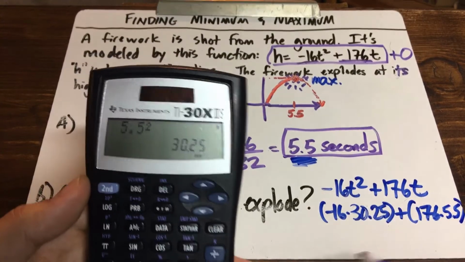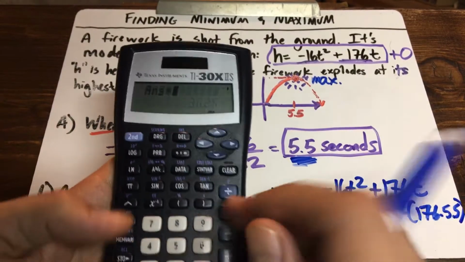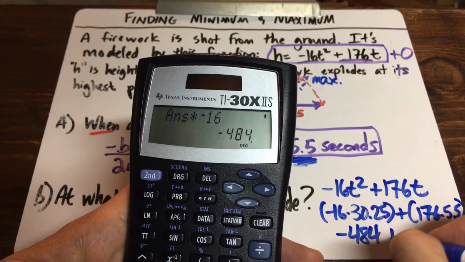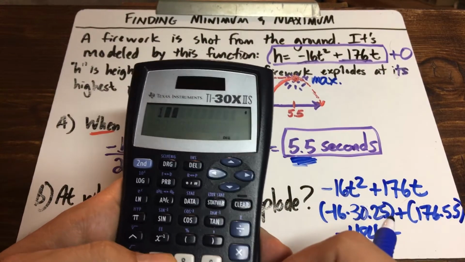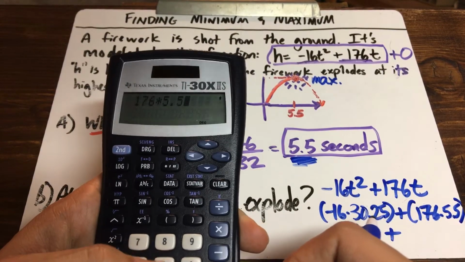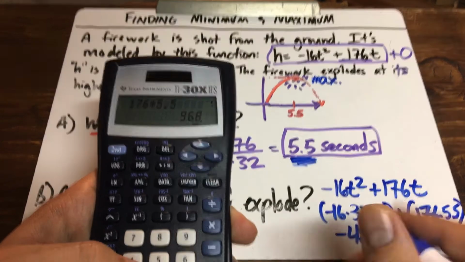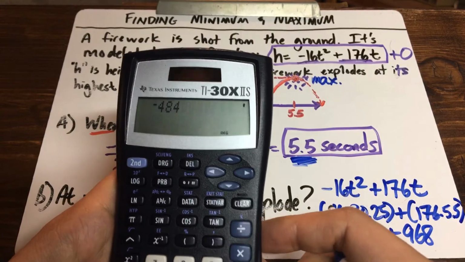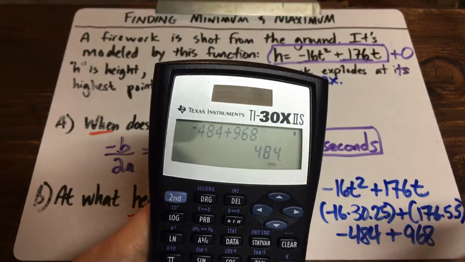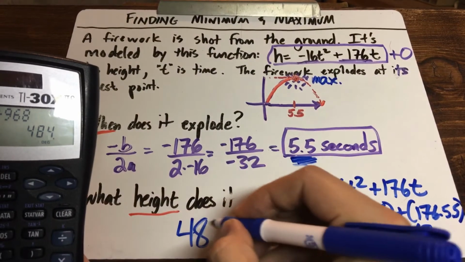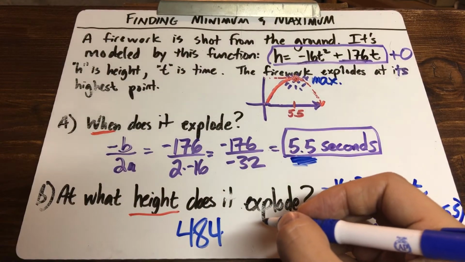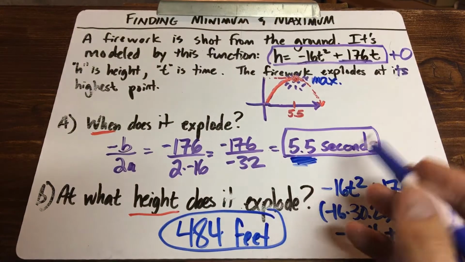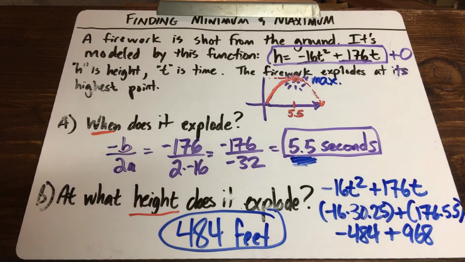Okay, so I'm running out of space there. So this says negative 16 times 30.25. So I'm going to do 30.25 times negative 16. That's negative 484. And then in the second one, I have 176 times 5.5, and that is 968. And so now, to finish it off, I'm going to do negative 484 plus 968, and you get 484. So this explodes at 484. I should have told you in the question. The question will usually tell you what it's measured in. I didn't write it up here because I made a mistake, but I'm going to assume that it was feet.